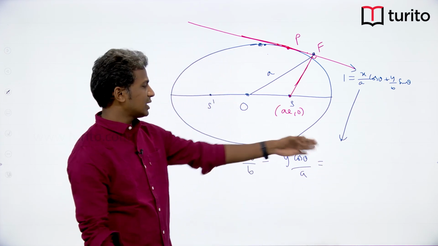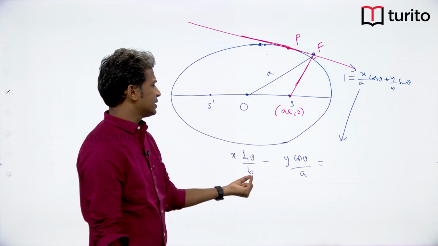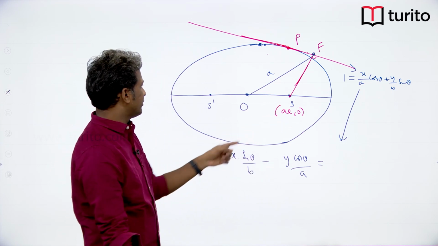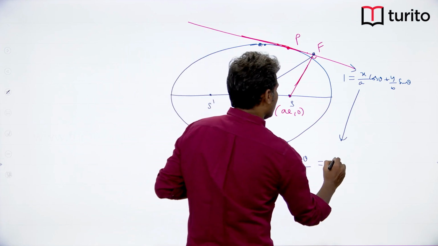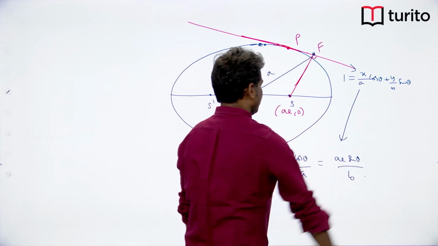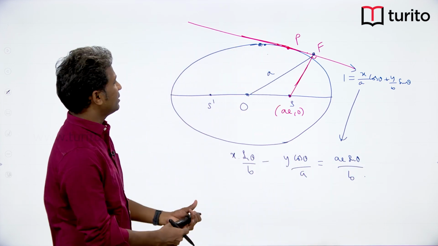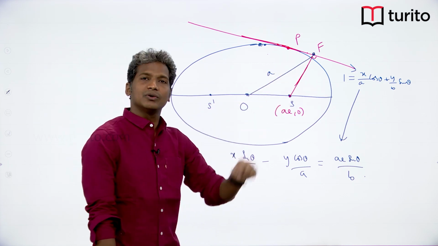Now, how do we find RHS? To find RHS, put this point AE comma 0 in this. Okay. So, if I put AE comma 0 in this, what do I get? AE sin theta by b. This is the equation of the line perpendicular to the given line and passing through AE comma 0.